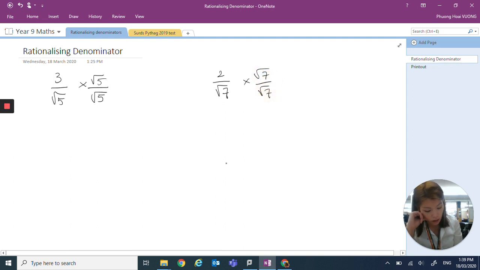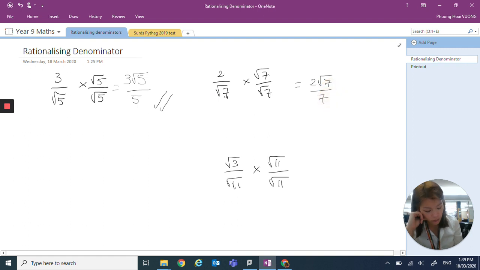If we had square root of 3 over square root of 11, we will multiply by square root of 11 over square root of 11. So let's see how this works. So if you have the first question, 3 times square root of 5, you will get 3 square root of 5. And square root of 5 times square root of 5 is just 5. And that's your answer. For this question, it will be the same. 2 times square root of 7 will be 2 square root of 7. Square root of 7 times square root of 7 is just 7.